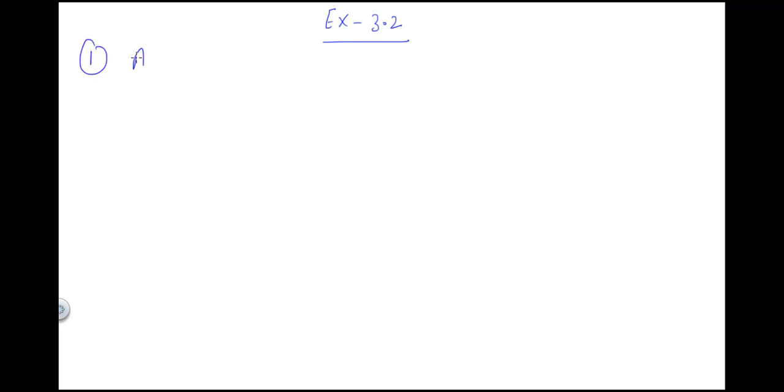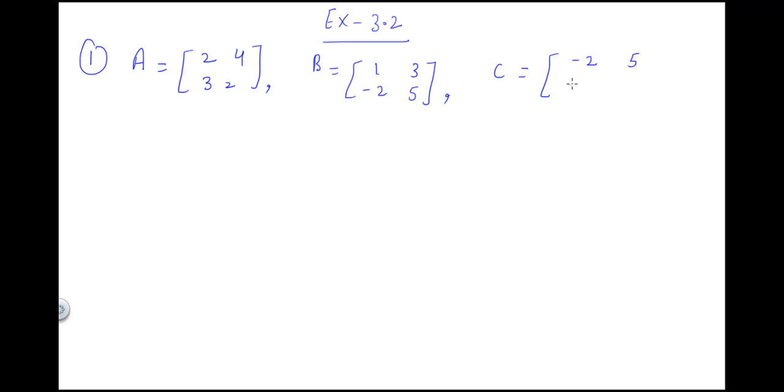In question number 1, matrix A is given as, the elements are 2, 4, 3, 2. Then matrix B is given as 1, 3, minus 2 and 5. Then matrix C is given as minus 2, 5 and 3 and 4 are the second row elements. So in the first part we have to calculate A plus B. I think everybody is able to do the addition of the matrices now.